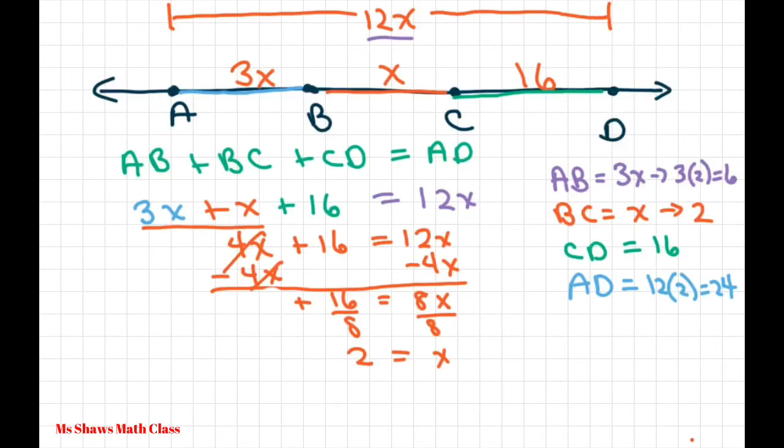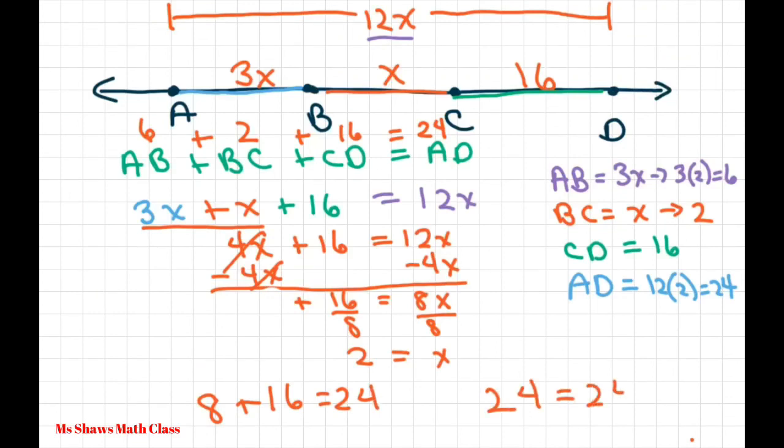Now I'm going to go right back up to this and squeeze this in. We have AB equals 6, BC equals 2, CD equals 16, and AD equals 24. So we basically have 8 plus 16 equals 24. 24 equals 24. So we did it right. And finally, our solutions, therefore, this is 6, 2, and 16. The distances between cities. And the final distance would be A to D is 24.